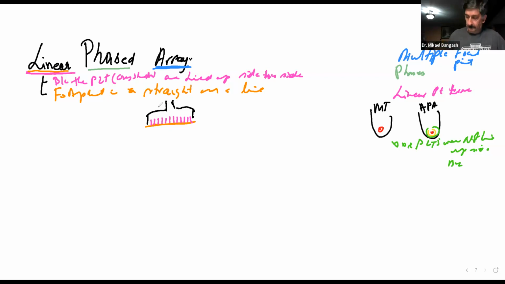Is that clear? So just a little bit of why you would see the term linear in the name of a transducer. Did that make sense?